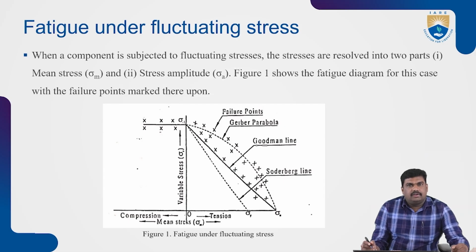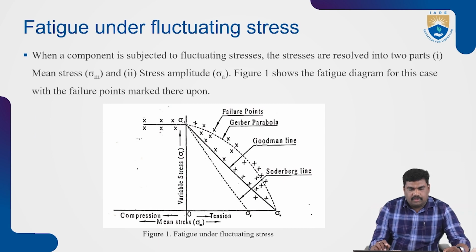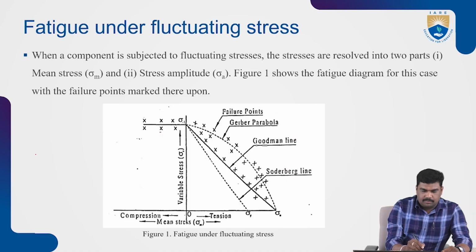When multiple kinds of combined loads are acting on a real component, the stress will always be fluctuating. So when a component is subjected to a fluctuating stress, the stresses are resolved into two parts: one is mean stress and the other is stress amplitude.